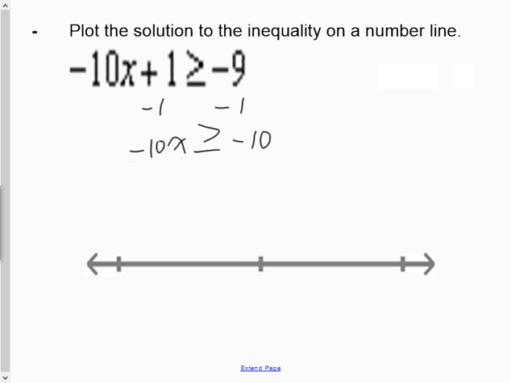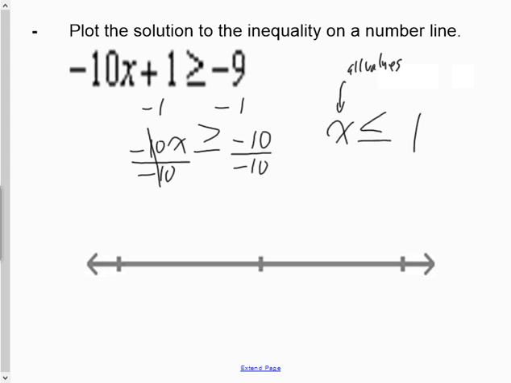Isolate the variable by dividing both sides by -10. And remember, in inequalities, when you multiply or divide both sides by a negative value, the only thing you had to remember was you had to flip your inequality sign to make the final statement of x, all values less than or equal to 1 will be true.